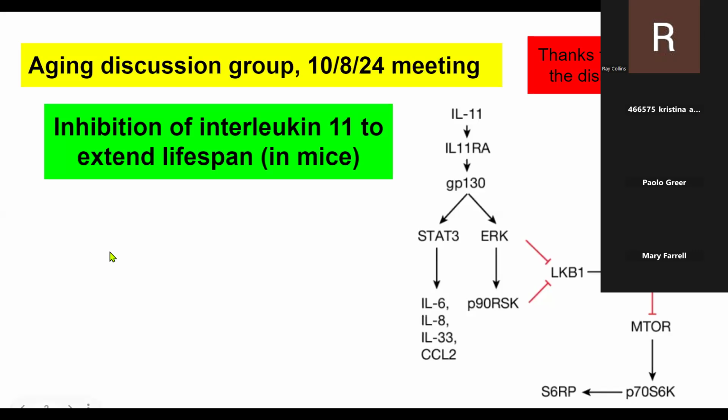So I came across this idea of using inhibition of interleukin 11 to extend lifespan in mice, and a university over in Israel discovered this. And I'm going to talk mostly about how this inhibition works. And then I'm going to talk about more general conclusions you can get from looking at this.